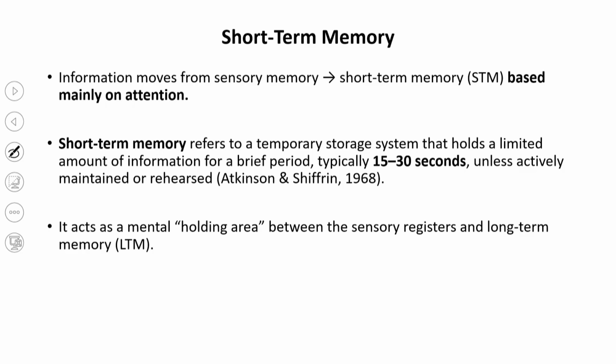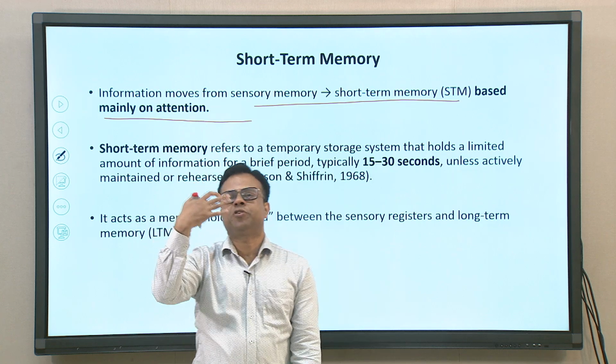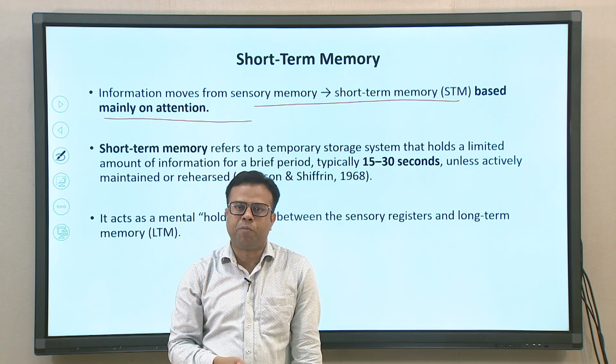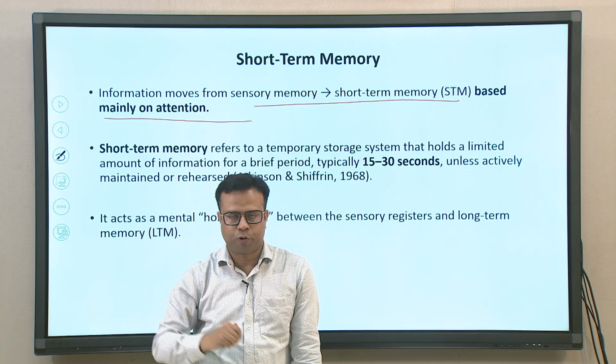Now we come to short term memory. Information moves from sensory memory to short term memory based mainly on attention. Whenever information comes to the sensory memory, if you pay attention to it, it will move to the short term memory.